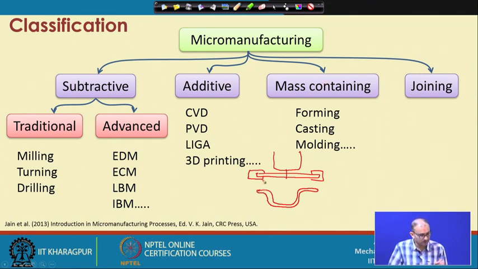Because we are not adding any material, and we are not removing anything from it, we are just deforming so that we can get the required shape out of it. So, this is the process for forming. In a similar way we can use casting also.